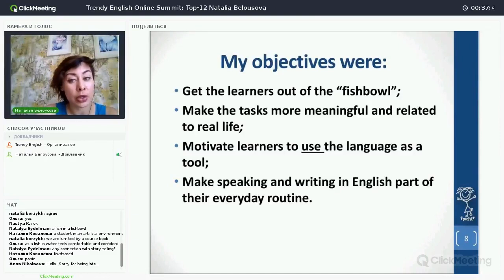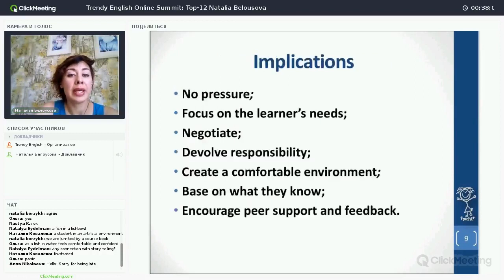Then, how to motivate the learners to use the language as a tool and acquire some more useful skills, and also make the use of English and different skills like speaking and writing part of their everyday routine. For me, it meant that I have to create a no pressure environment, because when the students are pressed, as we can see at schools, they're not really motivated. Then it's important to focus on the learner's needs, and notice where the apostrophe is. Even if we have a group of learners, we keep thinking about the learner's individual needs, because otherwise you can't cater for them all.